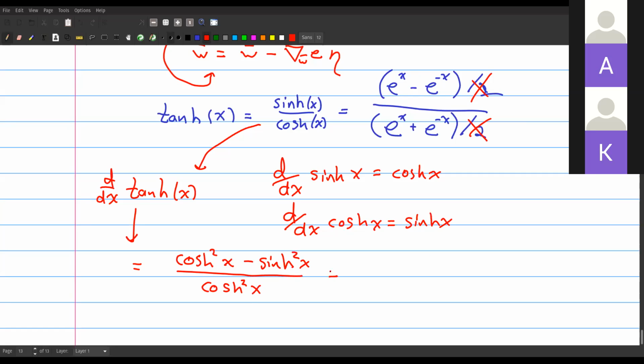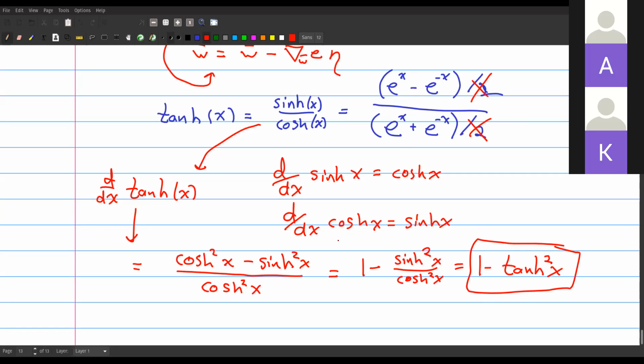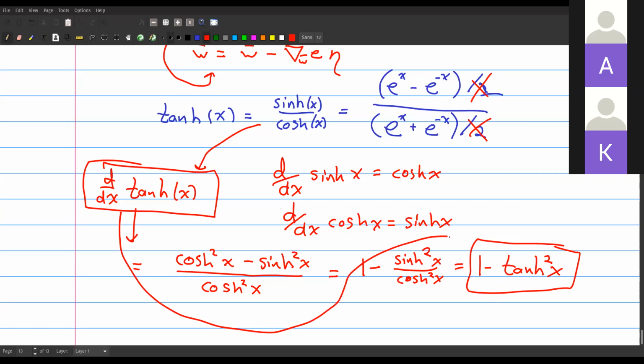And then if you split this fraction apart, it's equal to 1 minus hyperbolic sine squared over hyperbolic cosine squared. But notice that that is just 1 minus tanh squared. So this is a nice property of the activation function hyperbolic tangent, that its derivative is expressible in terms of itself. So we'll see that works very nicely when you use it for backpropagation.